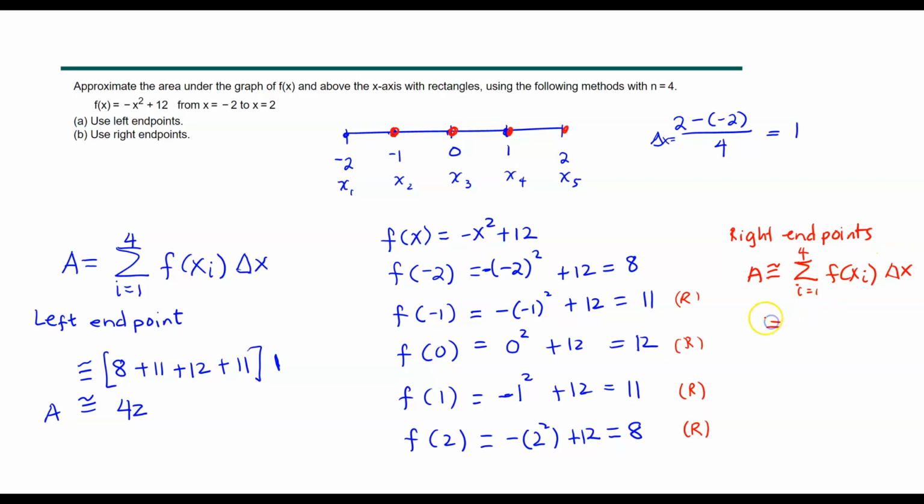So as I've said, you can just sum up all the values here of the functions. So you do 11 plus 12 plus 11 plus 8. And then times delta x, which is just 1. Our delta x is 1. And we plug this into our calculator, we get the same number, which is 42.